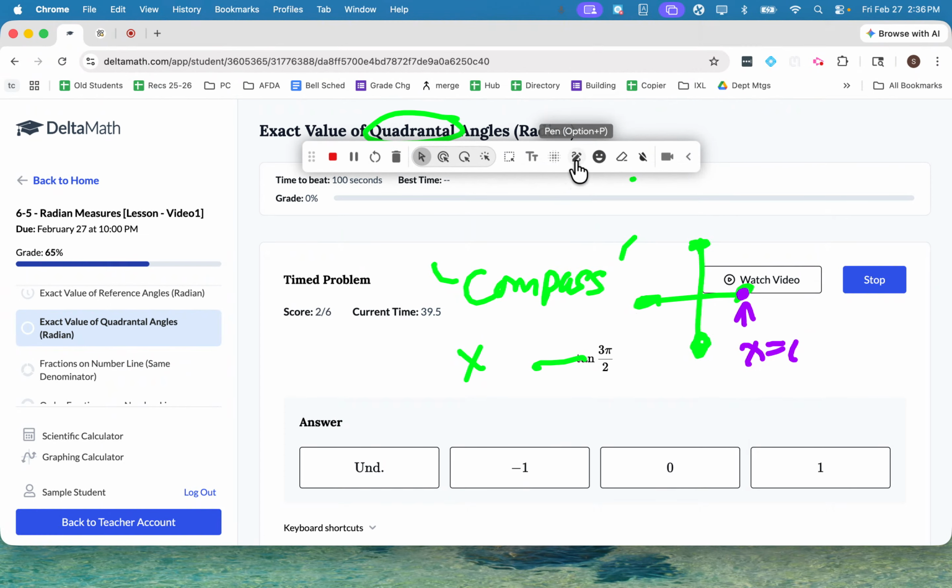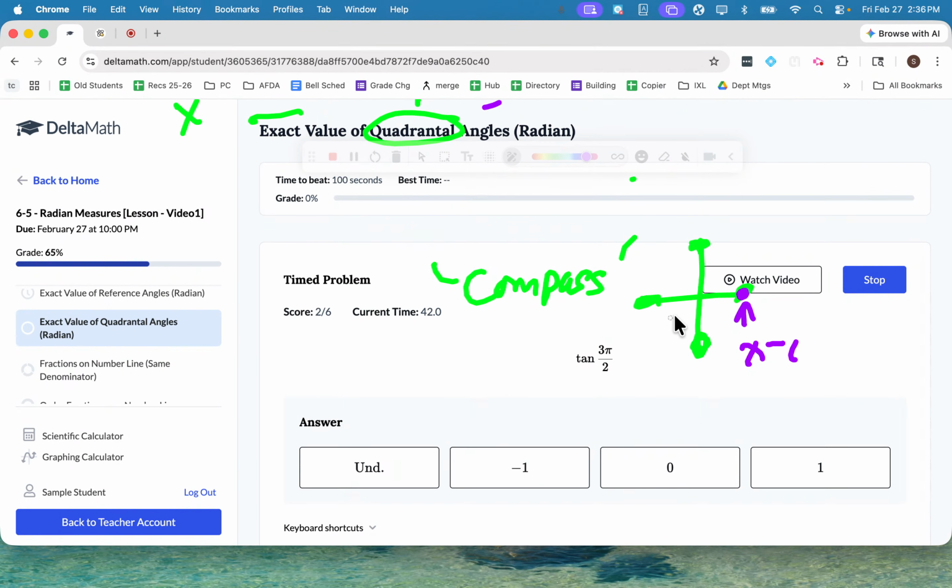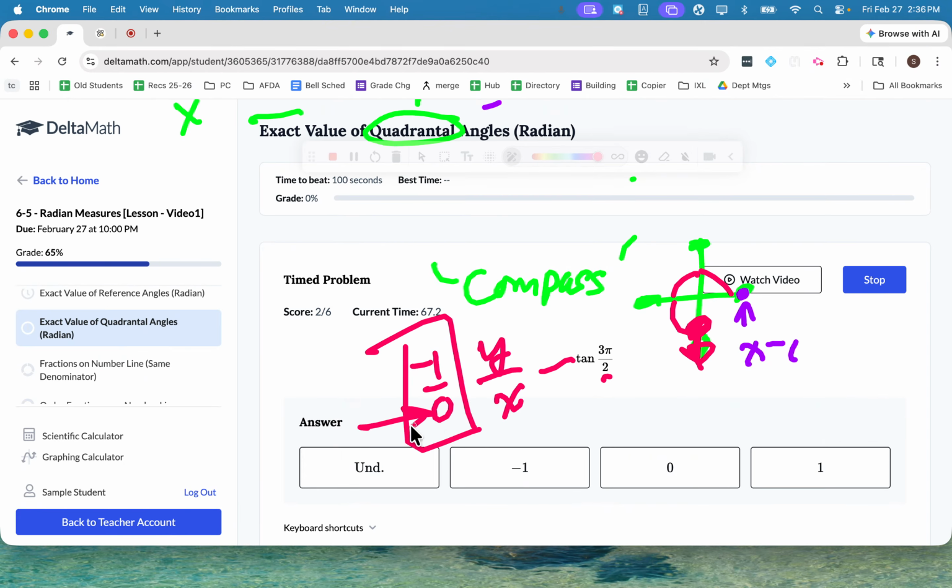Tan, I wanted to do a tan. Tan of 3 pi over 2. So where is 3 pi over 2? Using this denominator, half, half, last half, right here. Tan, this one you have to think about both x and y, and particularly y over x. Y here, -1. X here, 0. Uh-oh, 0 in the denominator. Undefined.